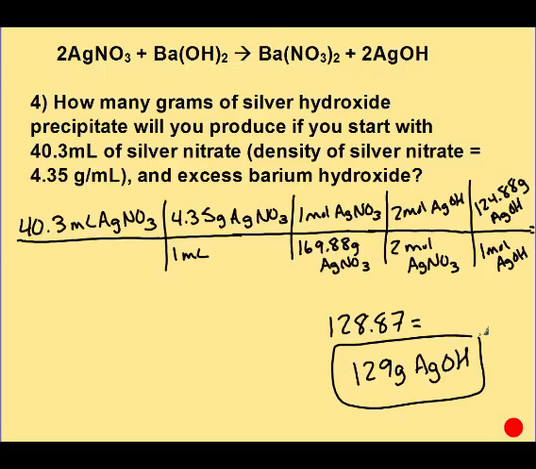So on this one, you started with 40.3 milliliters of silver nitrate. Because we started with our milliliters, we could go directly into our density and plug in our 4.35 grams is equal to 1 milliliter. Once I was in grams, I could convert those grams to moles. And then my mole to mole ratio, again getting my mole to mole ratio from my balanced equation. And then moles to grams because they wanted their answer in grams. But if they wanted it in moles, I would have just stopped there. I need 3 sig figs, so that's how I got 129 grams of silver hydroxide.